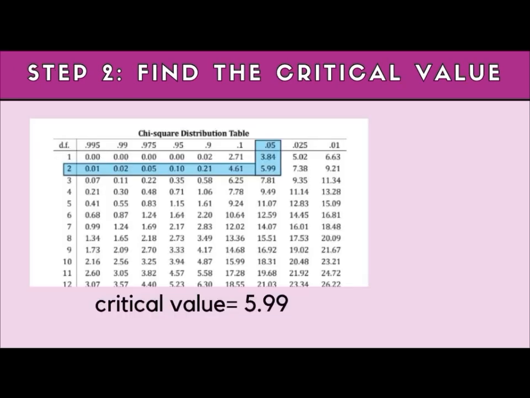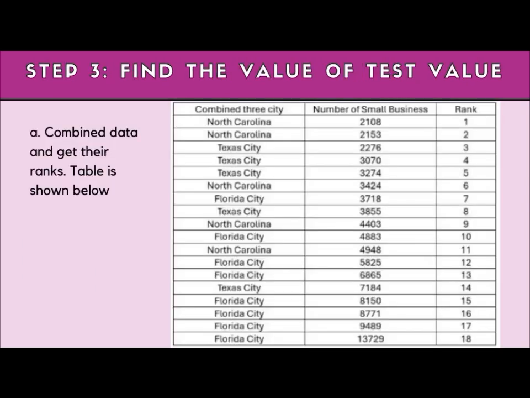Since we now have our degrees of freedom, we can find our critical value using the chi-square distribution table. The df there stands for degrees of freedom. Our degrees of freedom earlier is 2. So we have here the 2 and our alpha level is 0.05. The intersection will be the critical value, which is 5.99. So that is now our critical value.